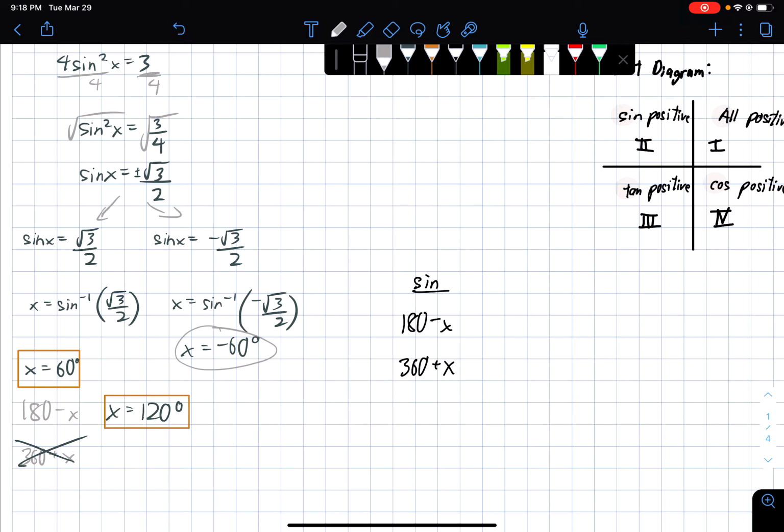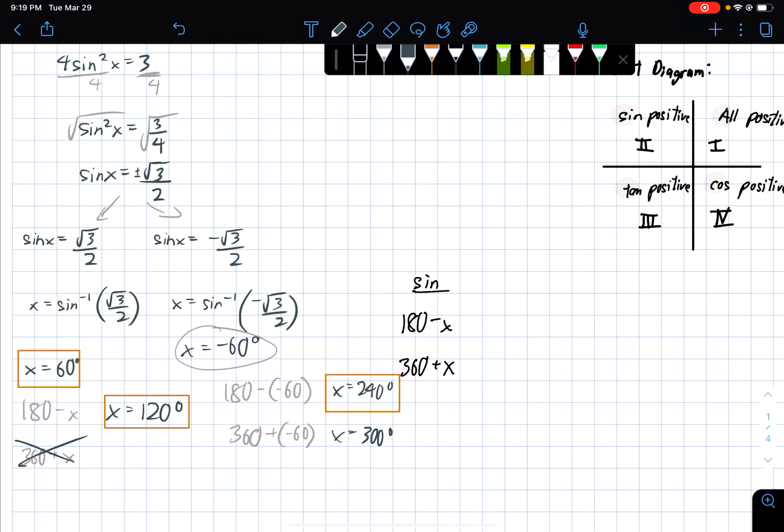Hopefully it's not really confusing. I know it seems redundant, but I do understand that. 180 minus negative 60, or in other words, 180 plus 60, x is equal to 240 degrees. So this is a solution. For the next, 360 plus negative 60, our answer is 300 degrees.